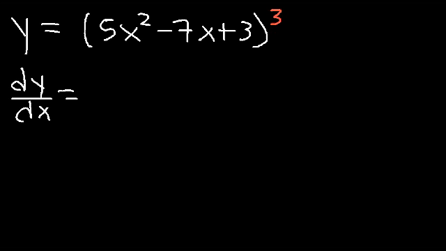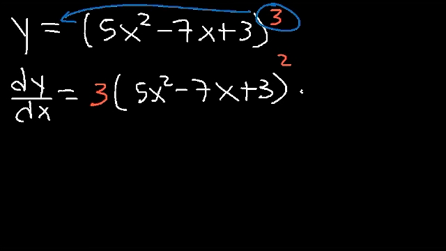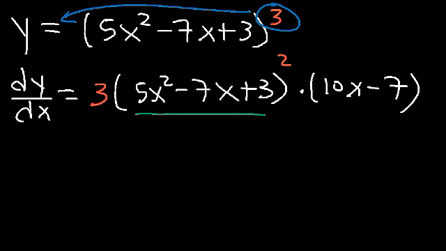So using the chain rule, but the easy way, let's differentiate the outside part. So let's move the 3 to the front. Let's keep the inside part the same, so 5x squared minus 7x plus 3. And then subtract this by 1 according to the power rule. So it's now going to be 2. And then multiply it by the derivative of the inside. So the derivative of 5x squared minus 7x plus 3 is going to be 10x minus 7. So that's how you can do it the easy way, using the chain rule.